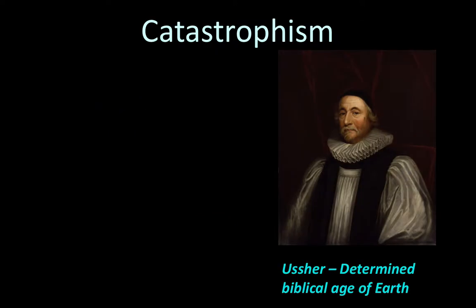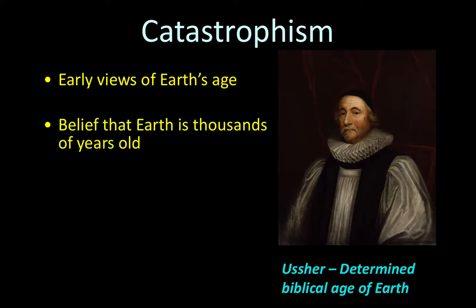Very early views of Earth's history were really not scientific. They were based on beliefs that there were large-scale catastrophic events that happened in the past. This view is referred to as catastrophism, and in catastrophism, the early views of Earth's age were that it was actually quite young. Earth was on the order of thousands of years old. This is a painting of Ussher, who was the first person to really determine the age of the Earth by going through the generations in the Bible, going back generation before generation, to ultimately get to the oldest possible age that can exist.